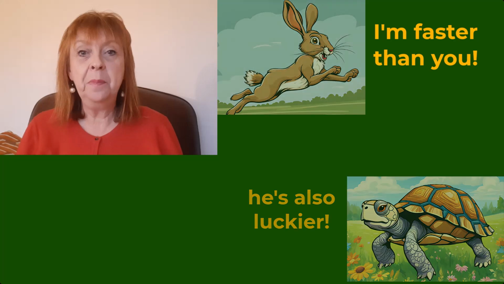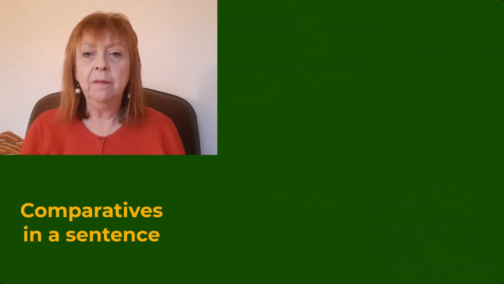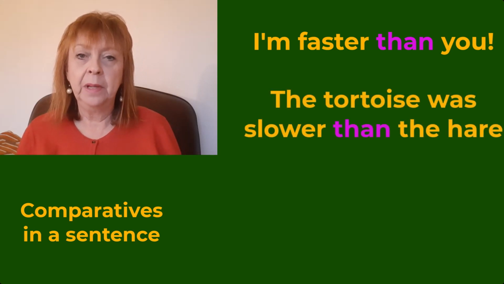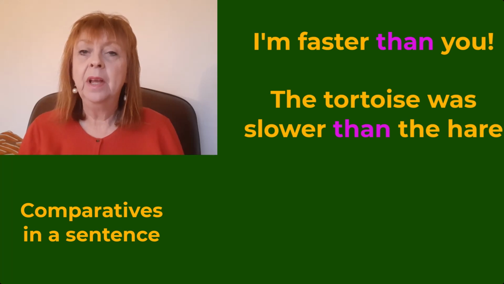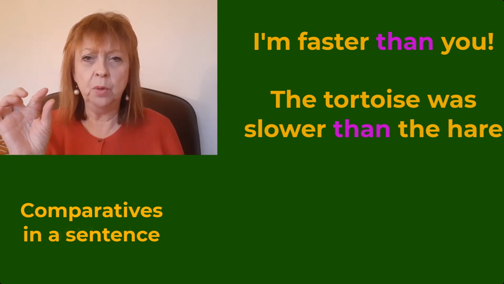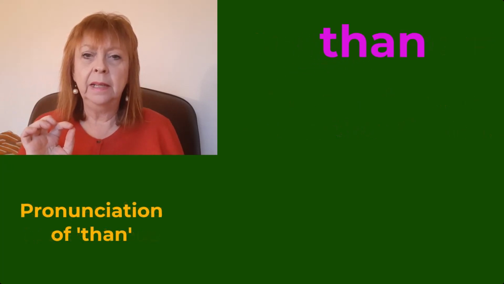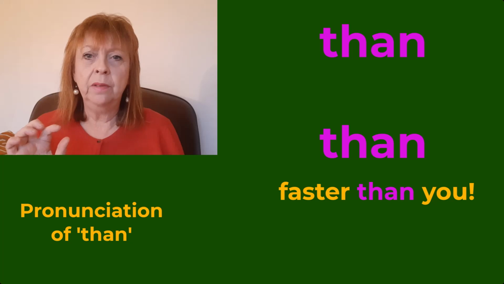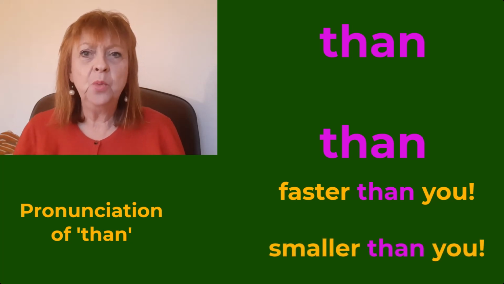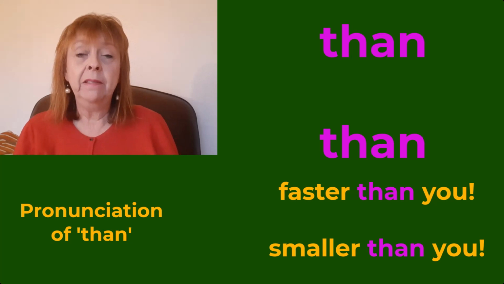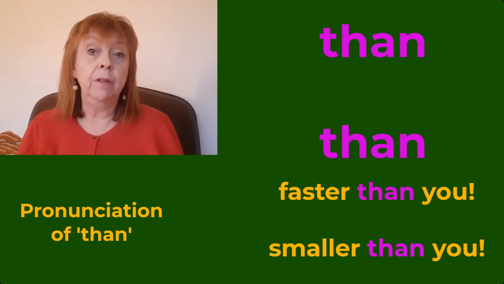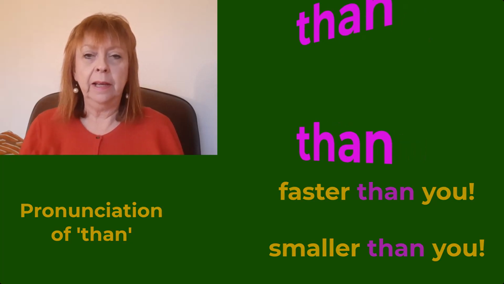Did you notice how we make the comparatives in the sentence? Faster than you, slower than the hare. So you need that word than, but be careful how you pronounce it because in a sentence it's very small, like this, than. And again, than. Faster than you, smaller than you. So this way of using adjectives to compare things is called making comparatives. And there's a bit more to know about the form of the words, so let's look at that.